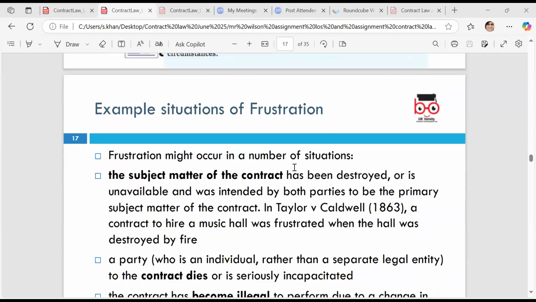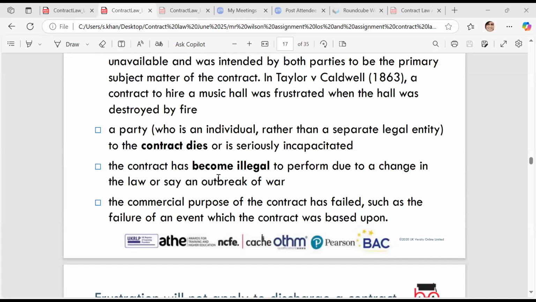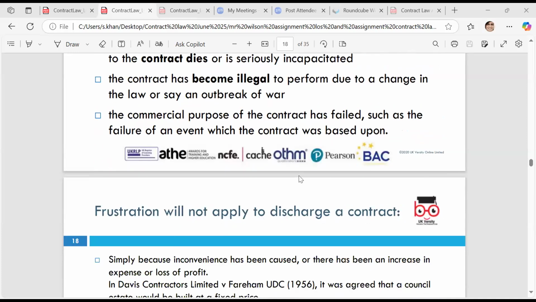Example situations where it may occur: the subject of a contract has been destroyed, a party to the contract dies, a contract has become illegal, or the commercial purpose of the contract has failed.